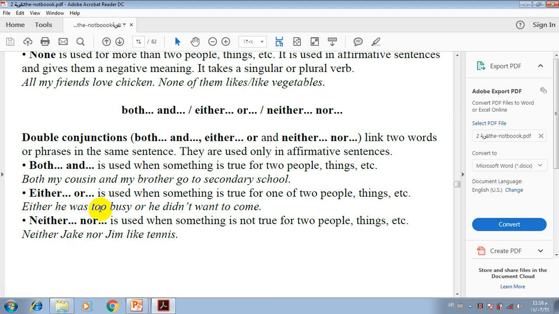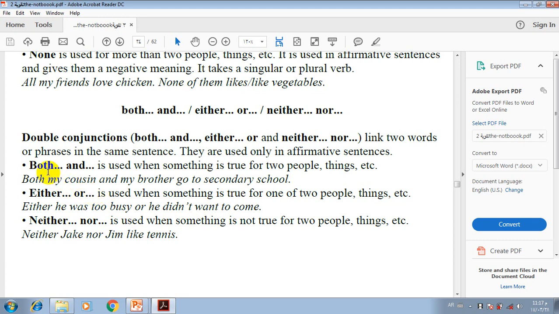But here, he is speaking about the same person. Either he was too busy or he didn't want to come. And if he wasn't busy, he can come.